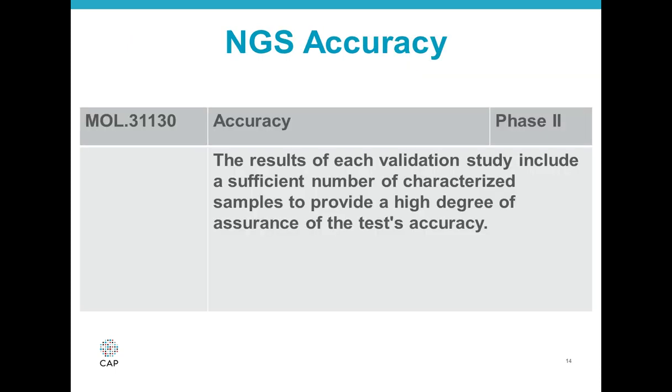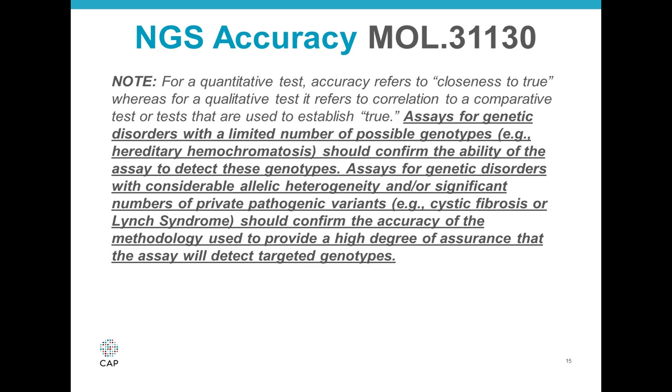The next item from the molecular pathology checklist that's applicable to next-generation sequencing requires that each validation study include a sufficient number of previously characterized samples in order to assure the accuracy of the testing. And the associated note for this particular requirement also states that pathogenic variants representative of the type that will be detected by the assay should also be a part of the validation in order to confirm the accuracy of the testing method.